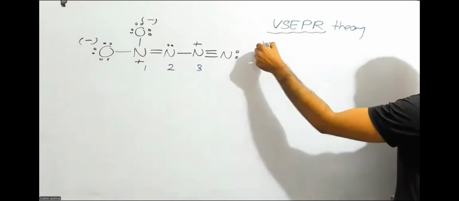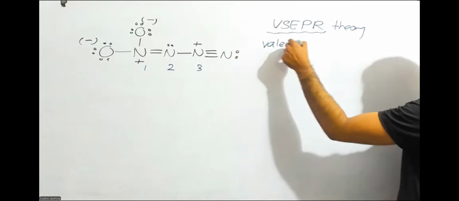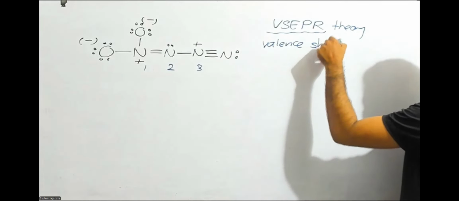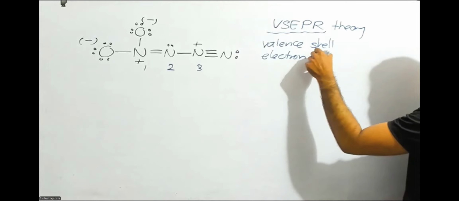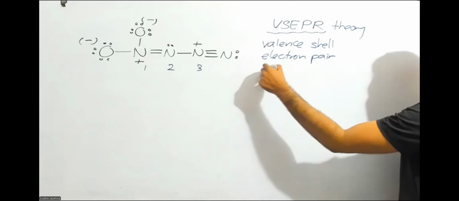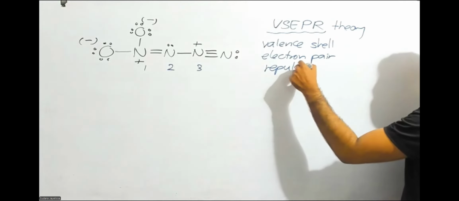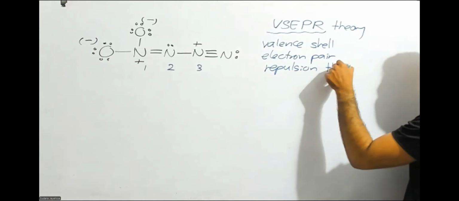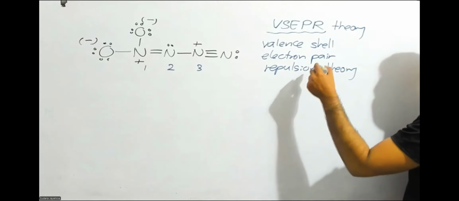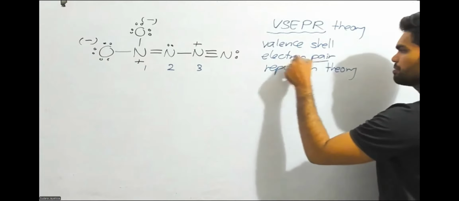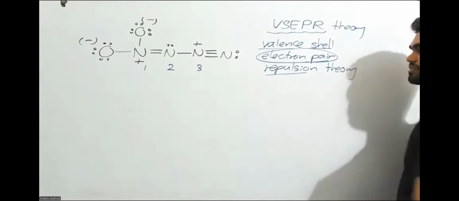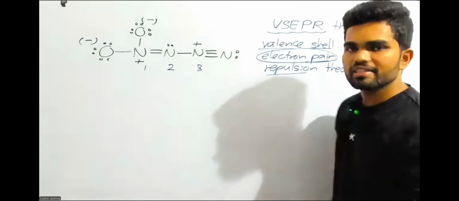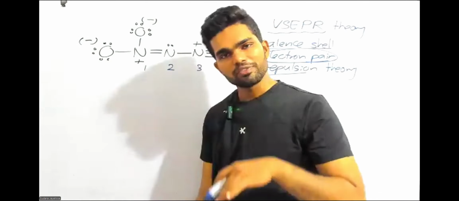V stands for valence. Valence shell, electron pair, repulsion theory. So that means what? It tells you everything. The electron pairs in the valence shell are repelling from each other.